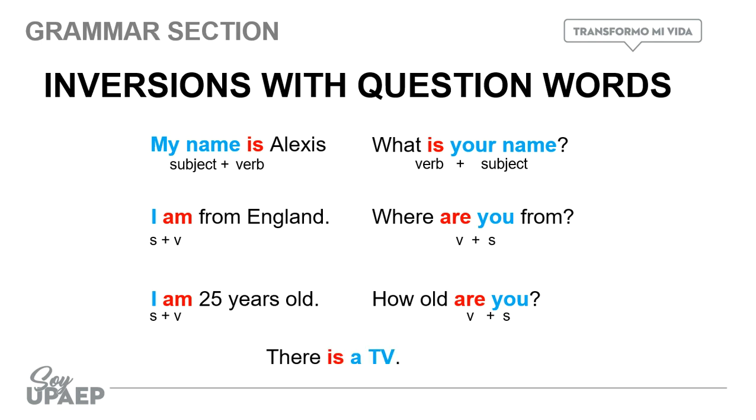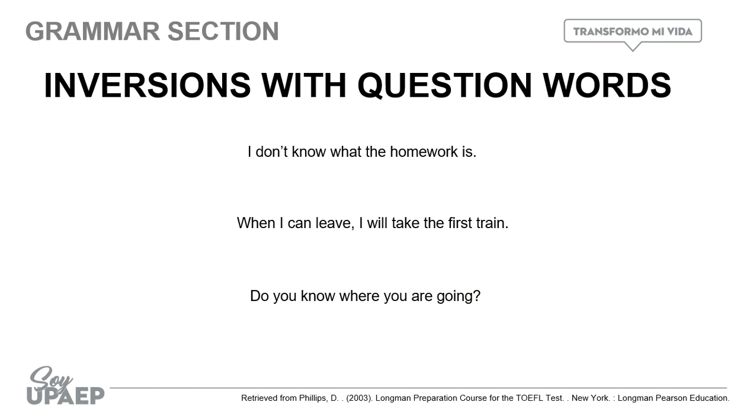There is a TV. So if you notice, we have first the verb and then the subject. We don't say there a TV is. We say there is a TV. That is an inversion. But what happens when you have a clause before the question word?